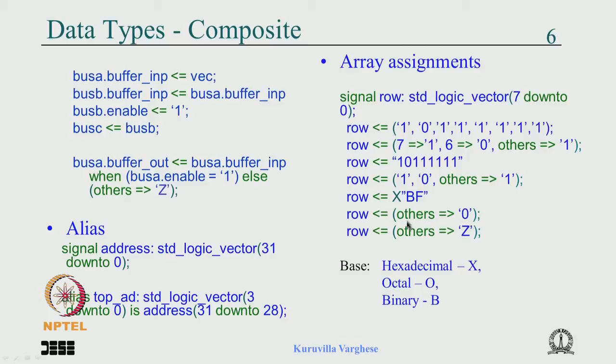So this is very useful, because if you have, say, a 32-bit bus to which something is connected and you want to initialize it, or you want to tri-state it, you don't have to keep on writing Z and counting it 32 times. Just say others Z, that's the most useful form of array assignment.